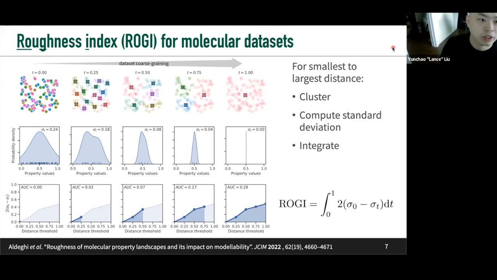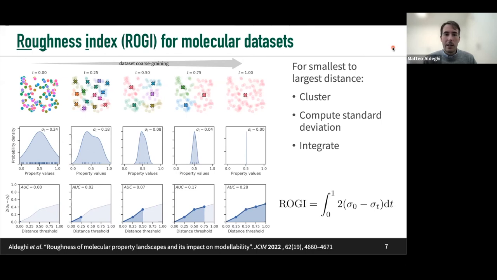Yes, I think you are right. This is not something we tested. One reason not to do it might be that it introduces another hyperparameter that you would need to choose depending on the dataset. But I think it is a valid point.